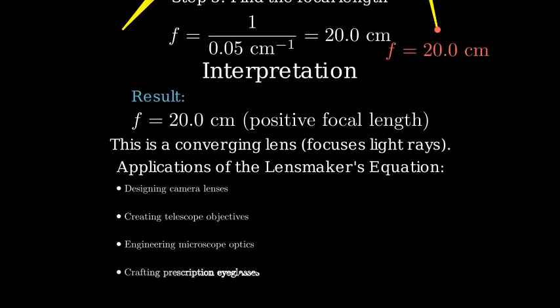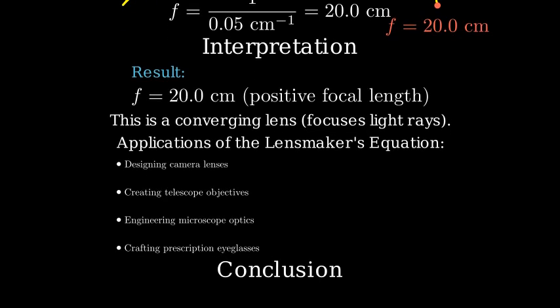Understanding the Lensmaker's equation is essential for designing optical systems like cameras, telescopes, microscopes, and eyeglasses. It helps engineers create lenses with specific focal lengths to achieve desired optical effects. In summary, the Lensmaker's equation allows us to calculate the focal length of a lens when we know its material's index of refraction and the radii of curvature of its surfaces.